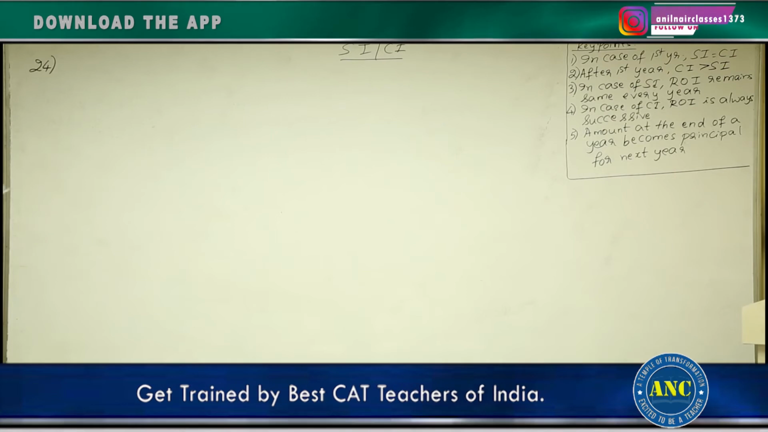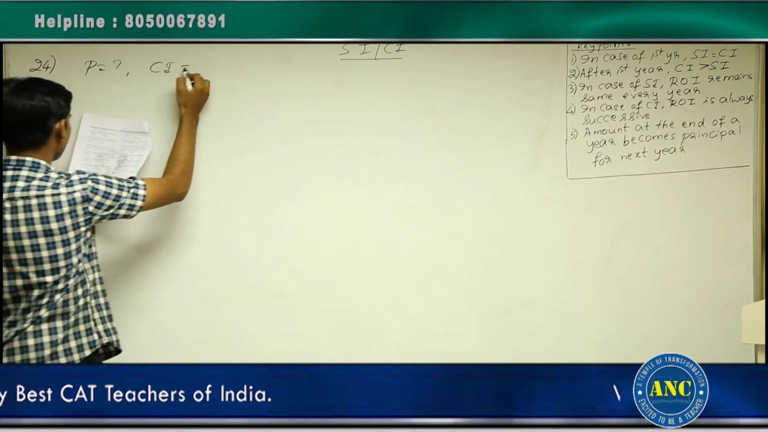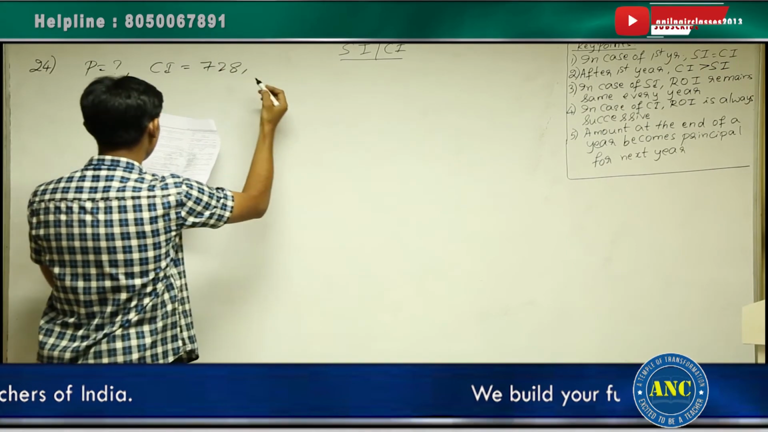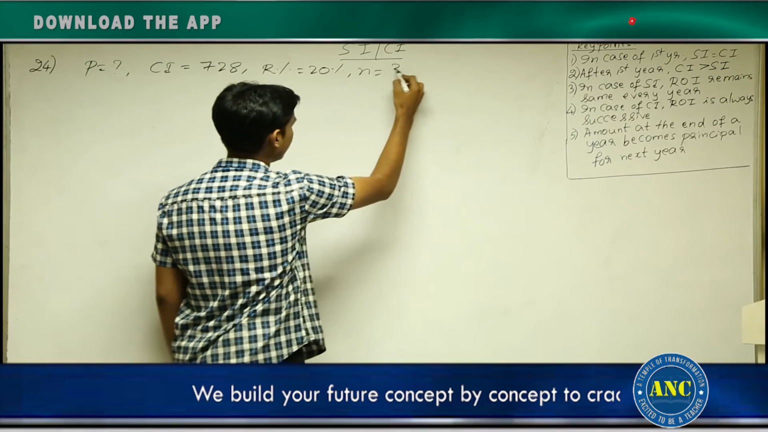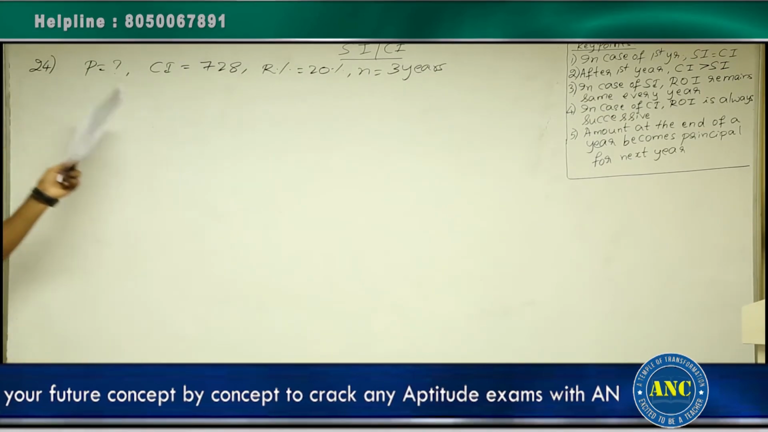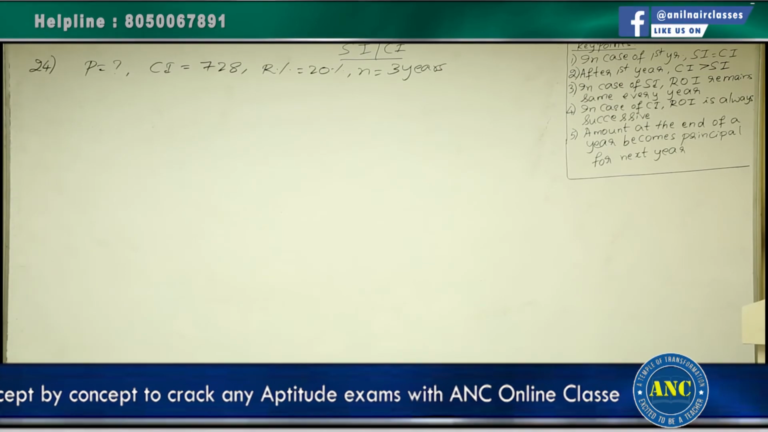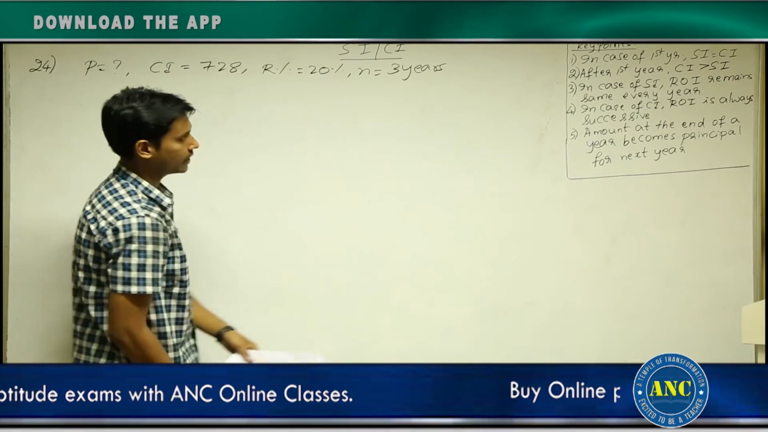At what principal will the CI for 3 years at 20% rate of interest be 728? Rate of interest is given as 20%, number of years is 3 years. Understood? Same question. The first question was related to simple interest. This question is related to compound interest. What is the key point?